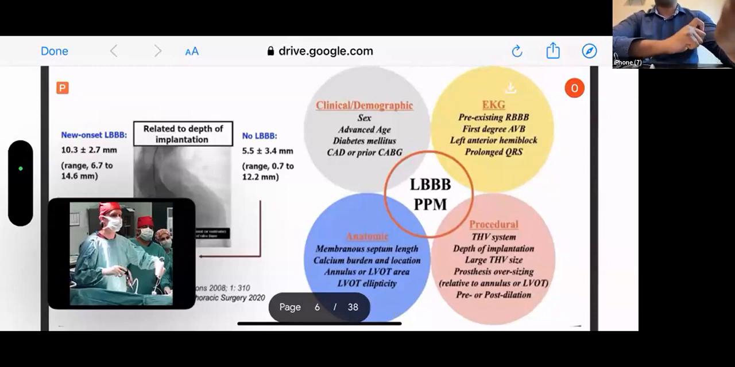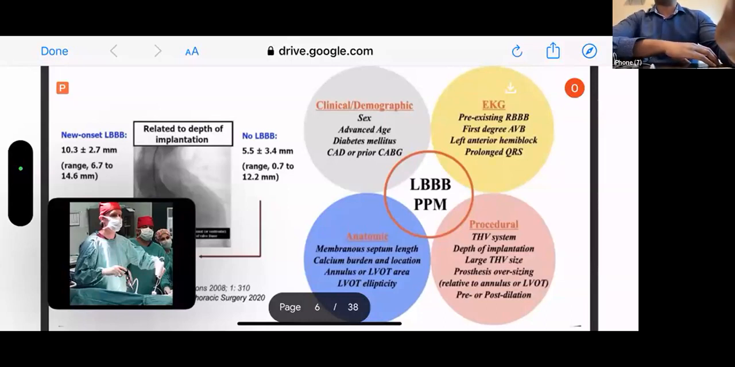So the longer the length of the membranous septum, the more likelihood of damaging the conduction system. And also if you have a high calcium burden, and if the location is also close to that place, then it may lead to more increasing conduction abnormality or even permanent pacemaker need.